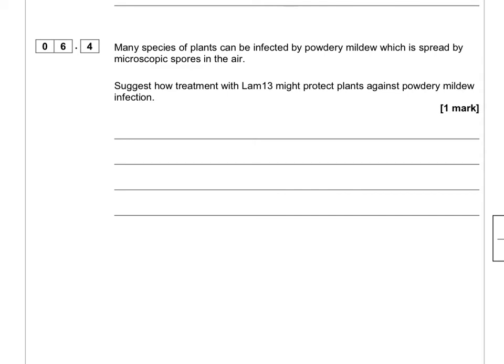6.4, many species of plants can be infected by powdery mildew, which is spread by microscopic spores. Powdery mildew is something you may know about, but it's not in the spec. But it then says, suggest how treatment with LAM-13 might protect plants against powdery mildew infection. So the question you need to ask yourself is the microscopic spores in the air. So how are they going to get into the plant? Well, if they're in the air, they're going to enter through the stomata. So LAM-13, how does it protect it? Well, no spores will be able to enter the leaf because the stomata close.